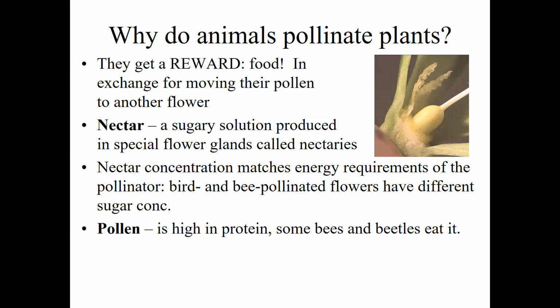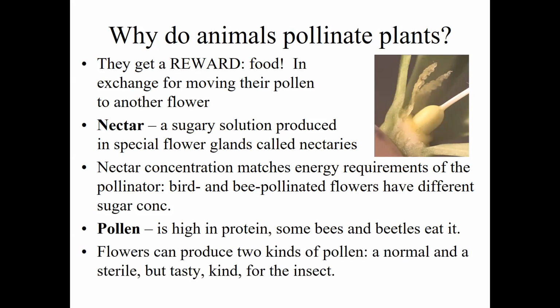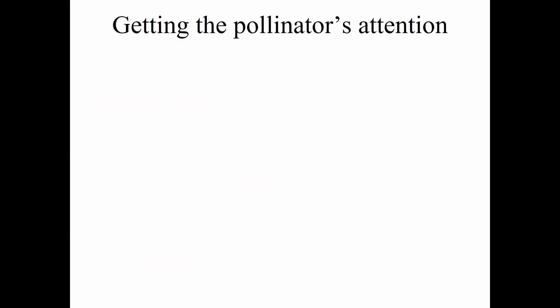Pollen is high in protein. Some bees and beetles eat it. Flowers can produce two kinds of pollen, a normal one and a sterile but tasty kind for the insect. And honeybees collect pollen and make something like royal jelly for the queen, because it contains a huge amount of protein.